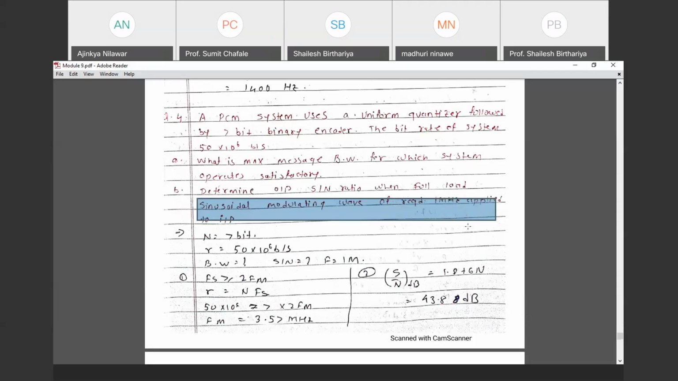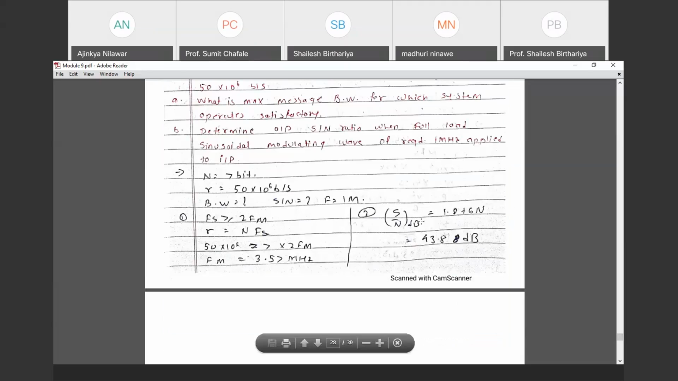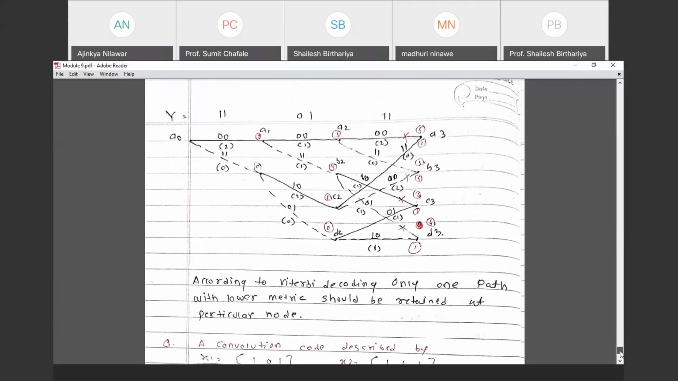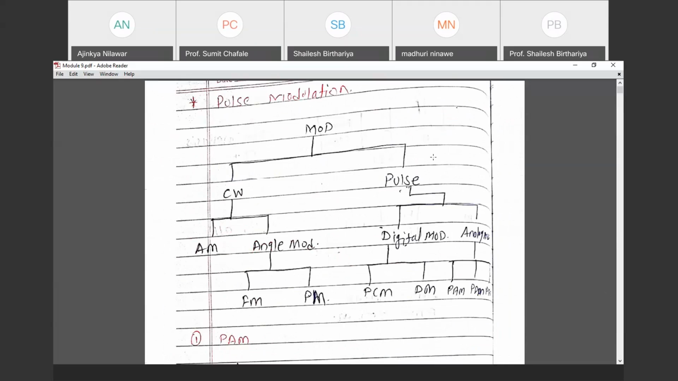So there are two formulas for a sinusoidal signal. First is 4.8 plus 6n and the second one is 1.8 plus 6n. So by using these two formulas, we have to calculate the signal to noise ratio value. So these are the numericals which are dealing with complete PCM, delta modulation, error calculation, and bandwidth calculation.